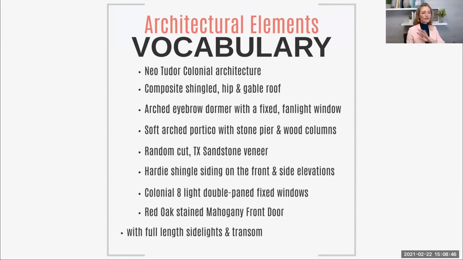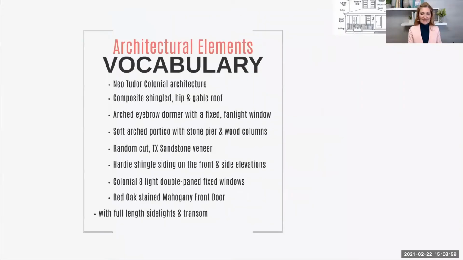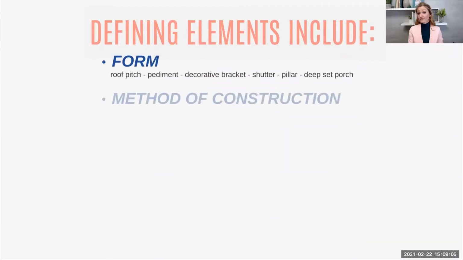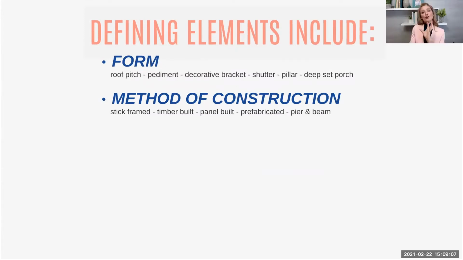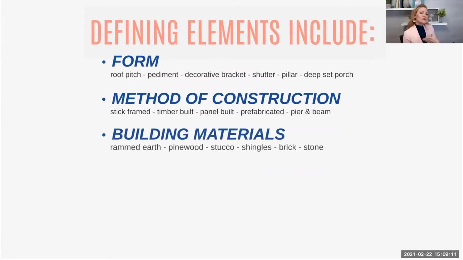So those are just a few words there that are common architectural elements and things that I want to be sure to load you up with, and so much more. Again, I'm giving you a taste of the class, some defining elements we'll talk about in architecture. There's always going to be form, right? There's always going to be methods of construction that you can use to define architecture. You can also talk about the building materials when you want to define architecture.